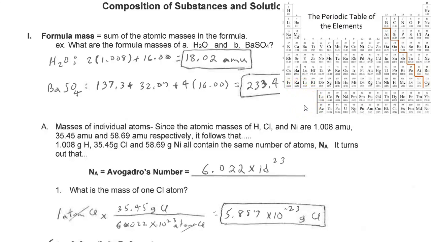So formula mass is pretty simple. You just simply add up the atomic masses in the periodic table. All right? And now what you can do is not only can you compare masses of atoms to atoms, now you can compare masses of atoms to molecules and even molecules to molecules. Find me an atom in the periodic table that weighs approximately the same as a water molecule.